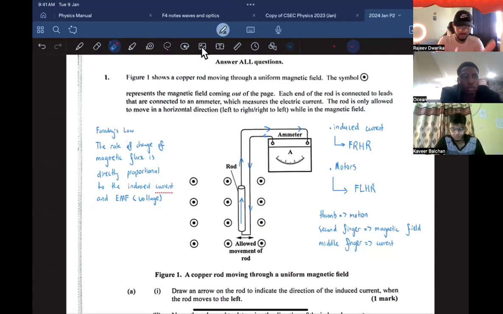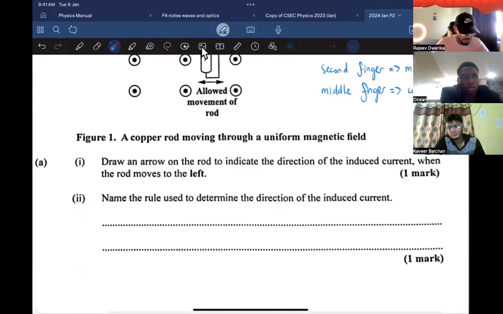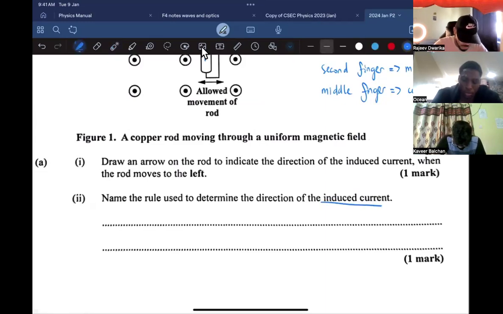So I just drew in the current. Ocean, you understand that? Ocean, yes or no? Let me know what's going on. Yeah, I understand. Okay. So name the rule used to determine the direction of the induced current. Again, look, they're saying induced current. So anytime you see induced current, Fleming's right hand rule. And Justin, I just now said it. What was the rule I used to figure out the direction of the current? Fleming's right hand rule. Right.